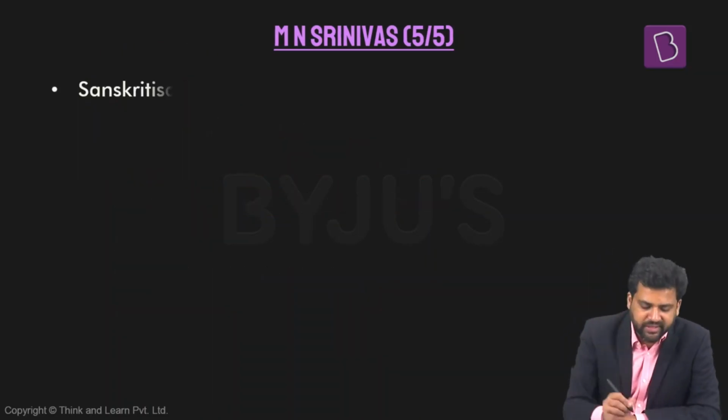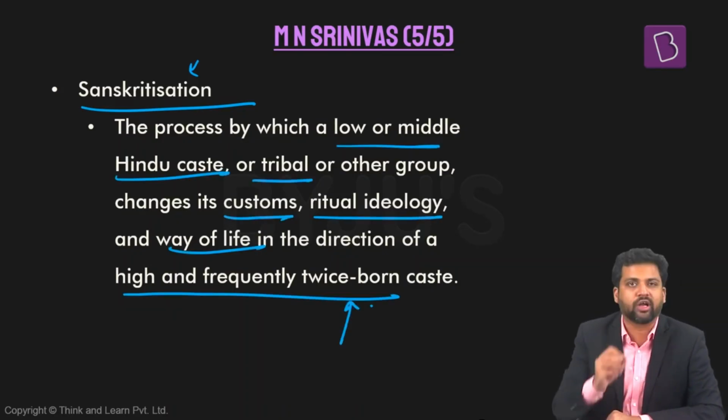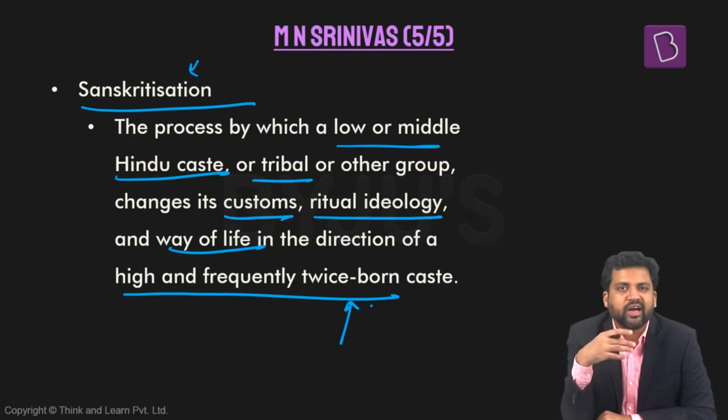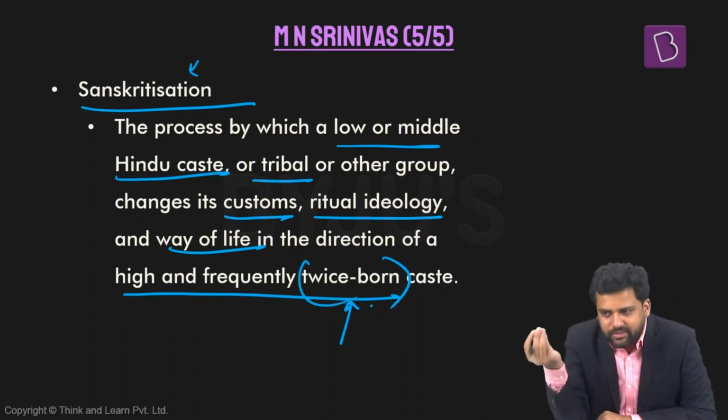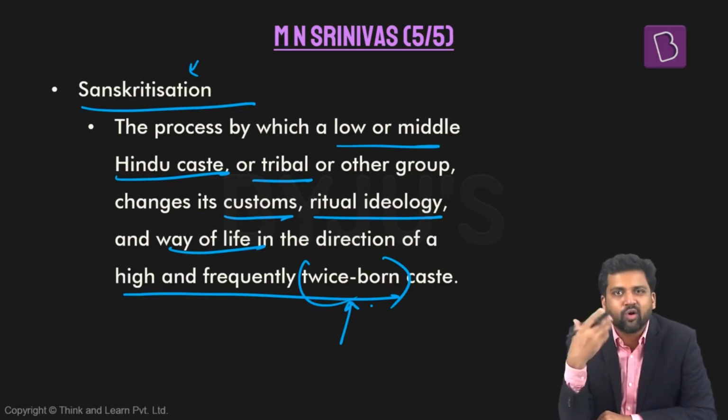Another concept that we talked about is Sanskritization. Sanskritization is a process by which low or middle Hindu castes, in some cases tribal or other groups, change their customs, ritual, ideology, and way of life in the direction of high and frequently twice-born castes. Twice-born castes refer to the Brahmins, the Kshatriyas, and the Vaishyas. Why is it called twice-born? The first birth is when they're physically born. The second birth refers to the spiritual birth after the thread ceremony. So the twice-born castes typically have the thread ceremony, the Brahmins, Vaishyas, and Kshatriyas. That's the reason they're referred to as twice-born castes.